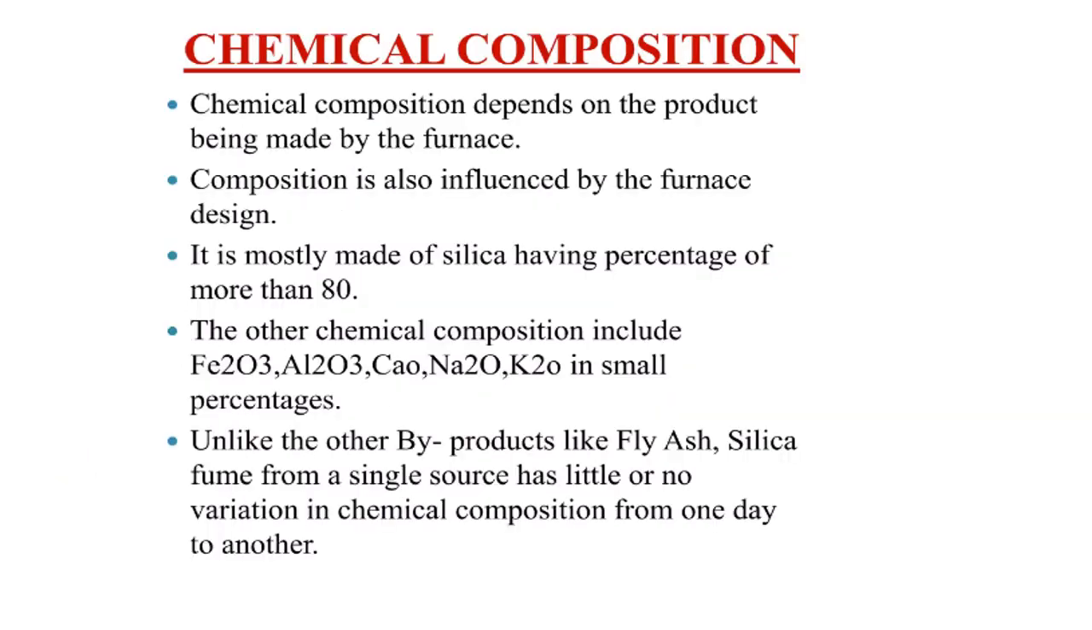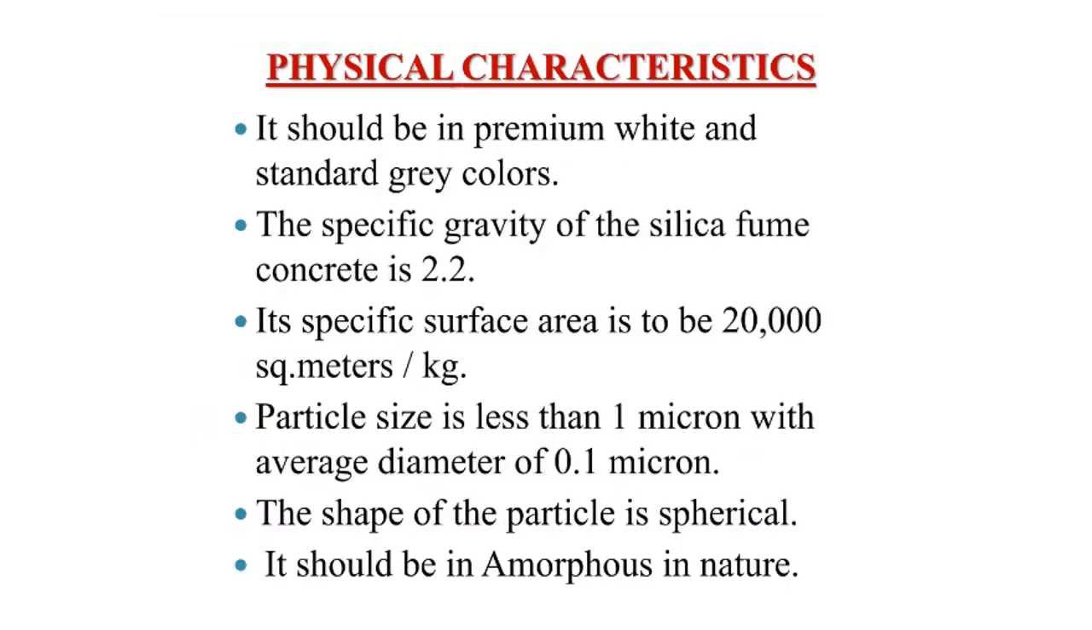The composition depends upon the product being made by the furnace, and is also influenced by the furnace design. It is mostly made of silica, having a percentage of more than 80%. The other chemical compositions include Fe2O3, Al2O3, CaO, Na2O, K2O in small percentages. Unlike other byproducts like fly ash, silica fume from a single source has little or no variation in chemical composition from one day to the next. Physical characteristic: it should be in premium white and standard gray color.